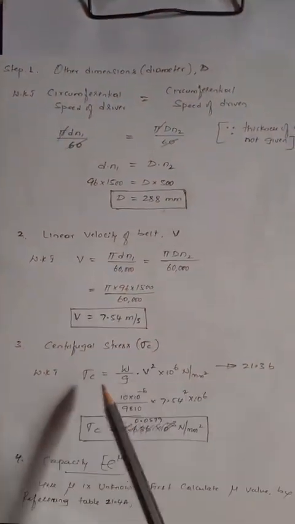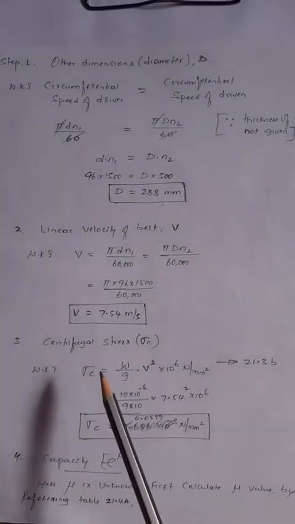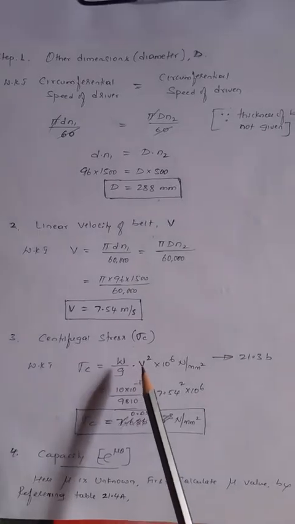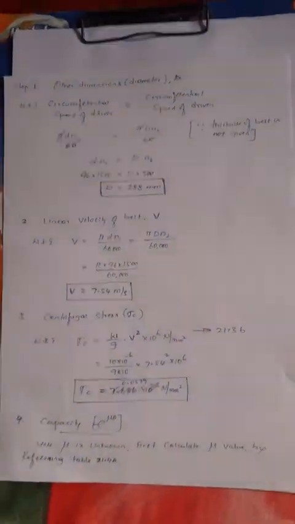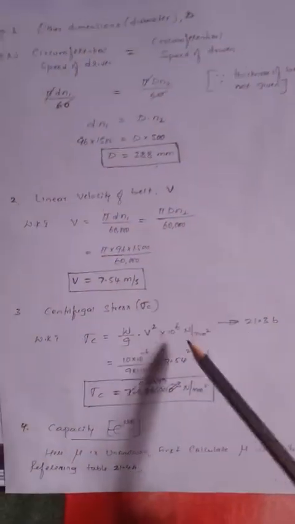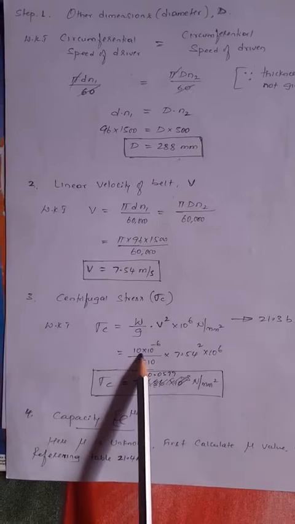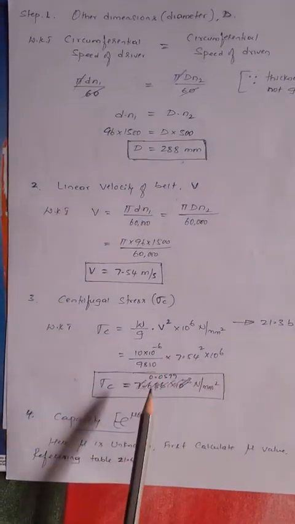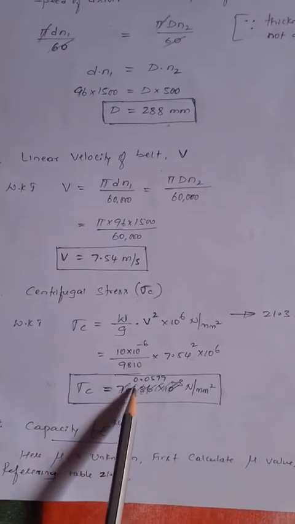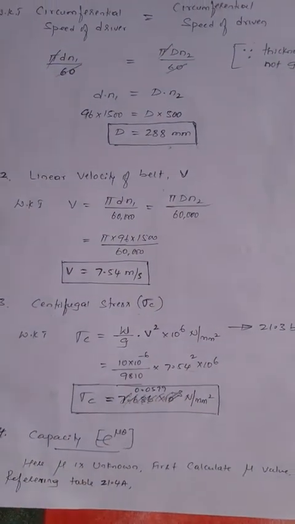The centrifugal stress, as you know the formula from the data handbook 21.3b, centrifugal stress is equal to W V square by G into 10 raised to the power of 6, that you will get Newton per mm square. Now W you assumed for leather belt, this is a value we calculated, divided by G 9810. In substitute you will get sigma C is 0.0579 Newton per mm square.